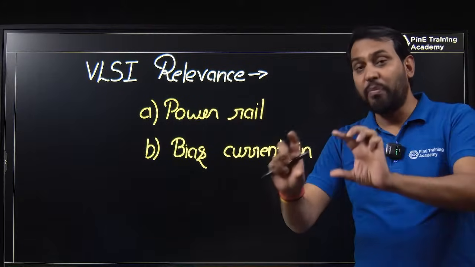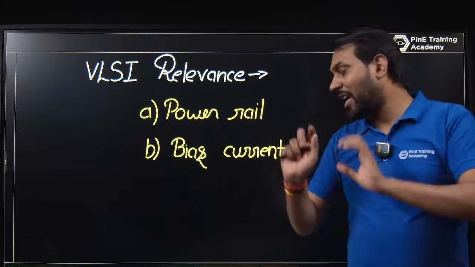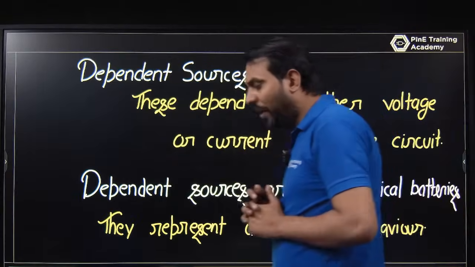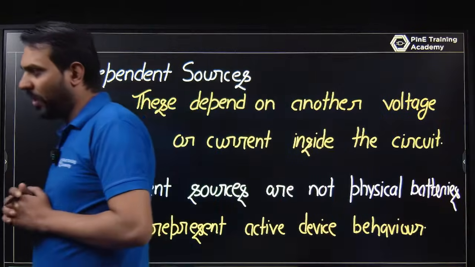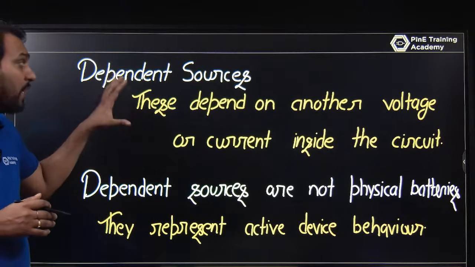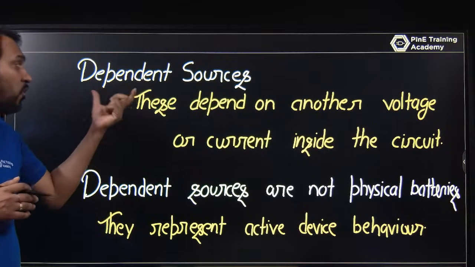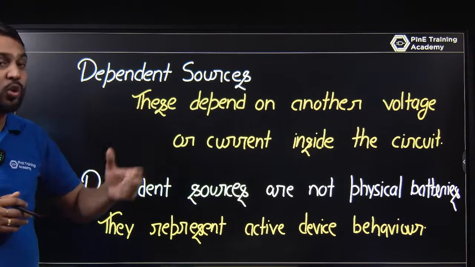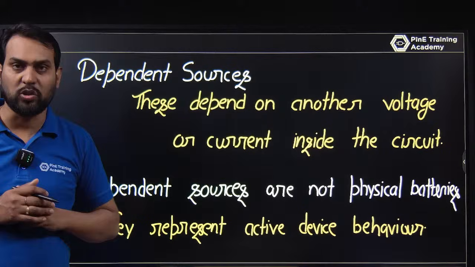They are just like a battery. Similarly, once you go for the dependent source, this is a very important topic, and you must know what is happening inside it and why you are using the dependent source. If you have knowledge of the dependent source, you can analyze the analog circuit also.